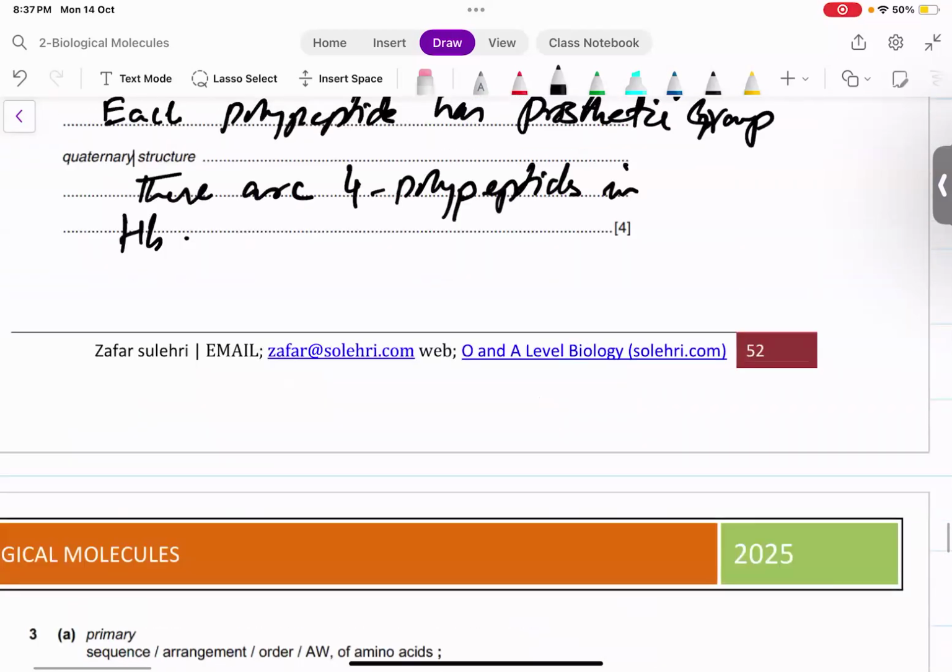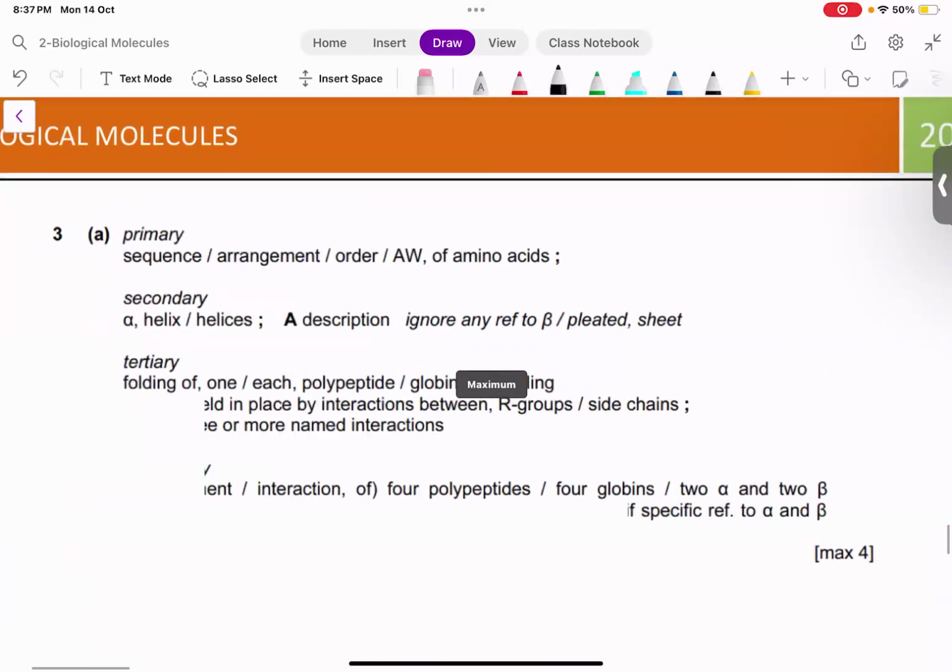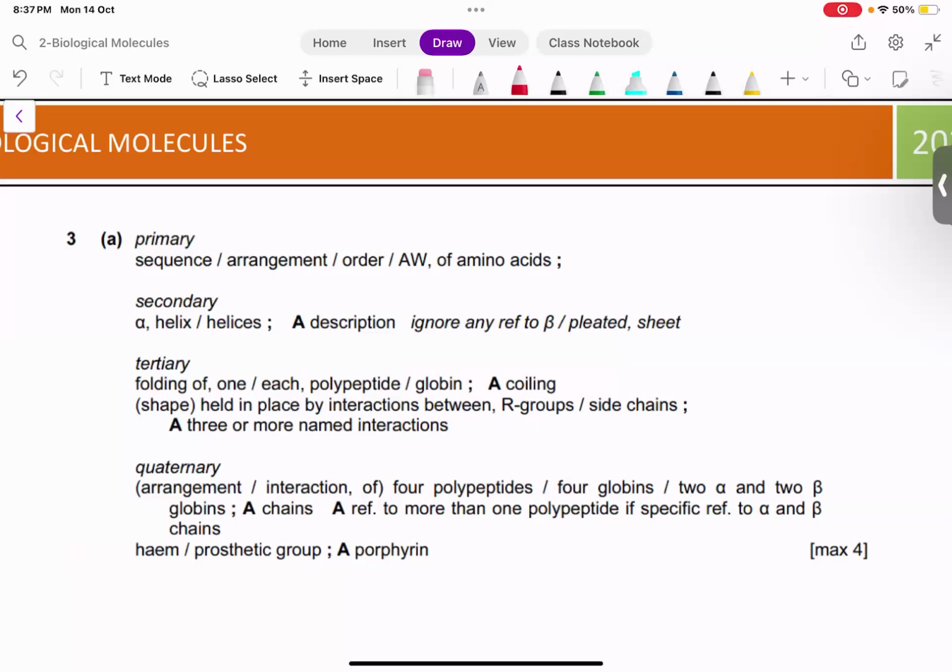Yeah, that's the mark scheme here. Look at this primary structure. You already know primary structure is described by the sequence, arrangement, or order of amino acids, plus peptide linkages as well. That has not been given in this mark scheme, but that's true.